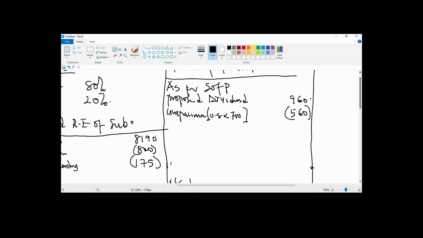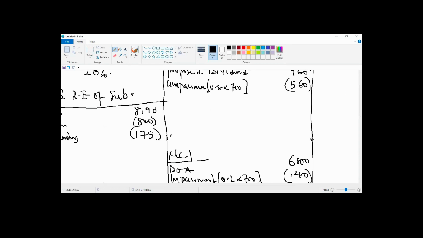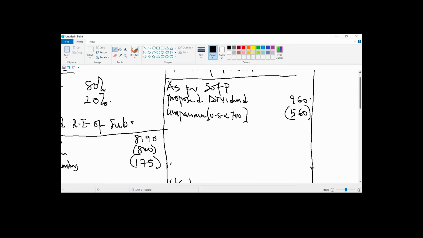8190 minus 800 minus 175. We are not seeing where you're writing. I've not written anything. I say as per SWP, give me the written. That's what I said. As per SWP, go to the question. Give me the return of the payment. 34,560.